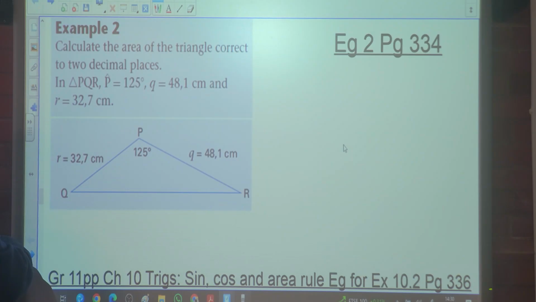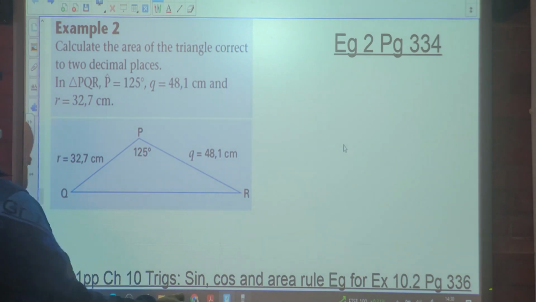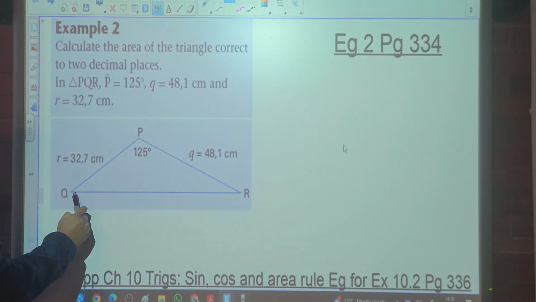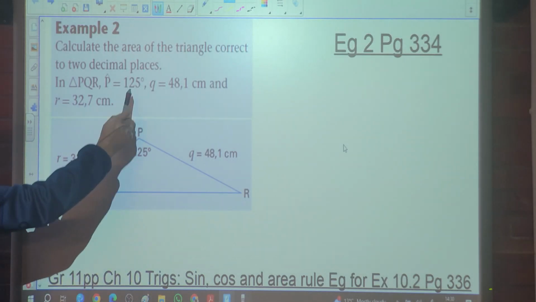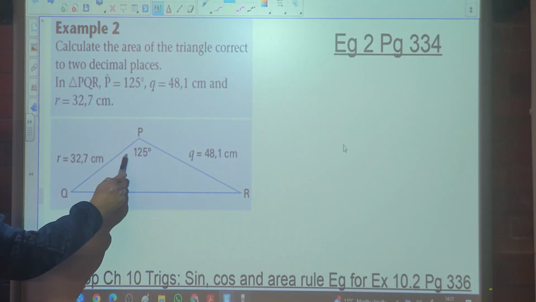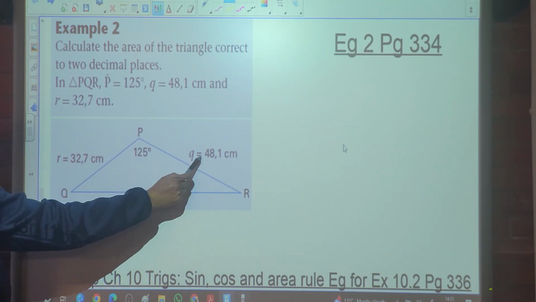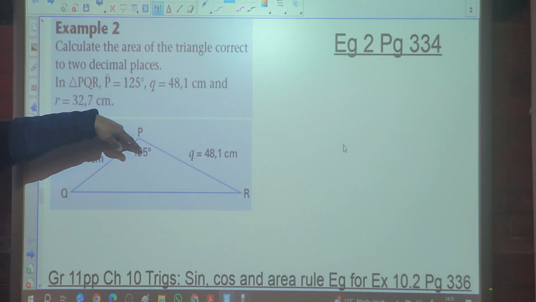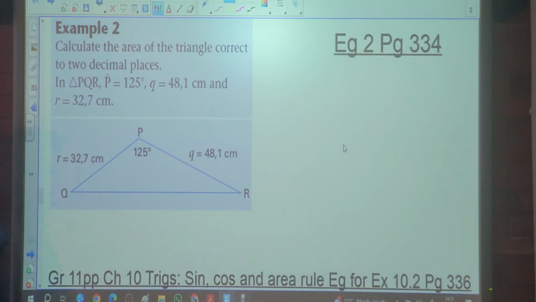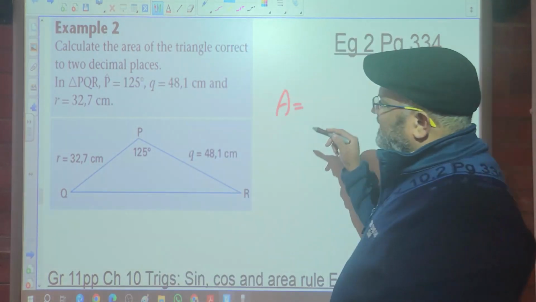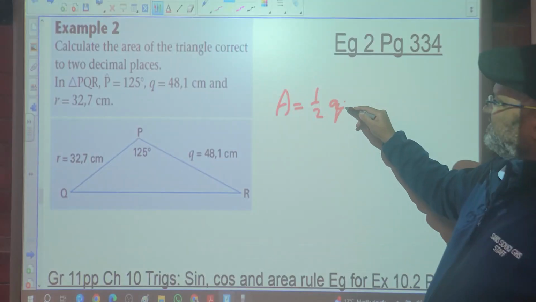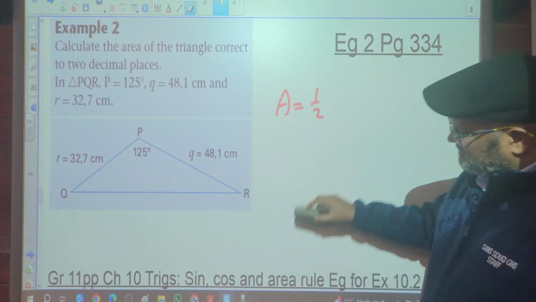Calculate the area of the triangle correct to two decimal places in triangle QPR. Angle P is 125, which is an obtuse angle there. q is 48.1 and r is 32.7. Do we have two lengths and an included angle? Yes. So what will the area be here? Area of triangle will be a half QR sine P.